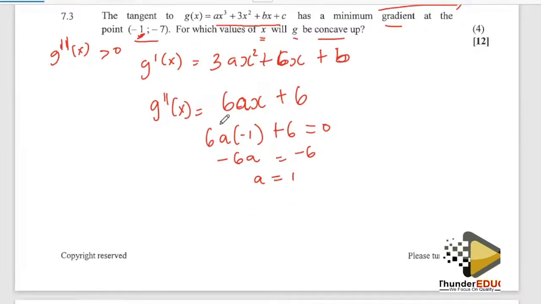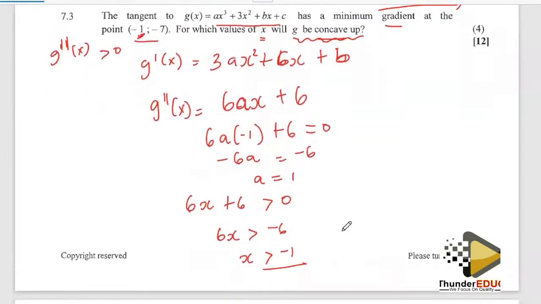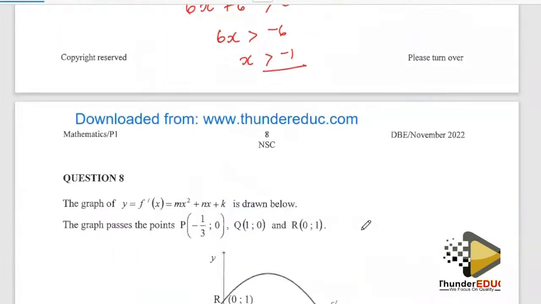Now the question is asking us for which values of x will g be concave upwards. So if our a is 1, which means it's going to be 6 times 1, which is 6x plus 6, must be greater than 0. I can move this that side. 6x is greater than negative 6, which means x must be greater than negative 1. So that would be the solution for 7.3. x must be greater than negative 1.